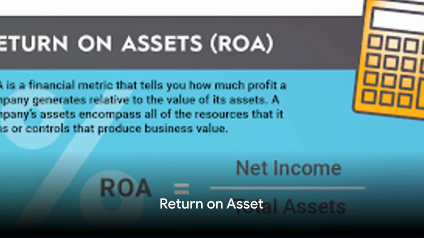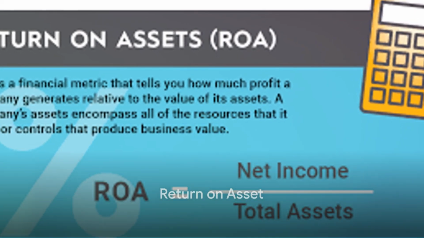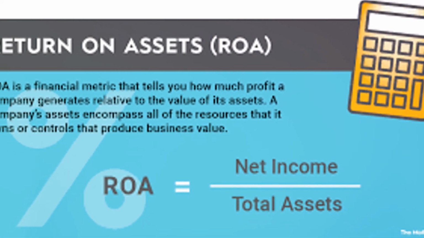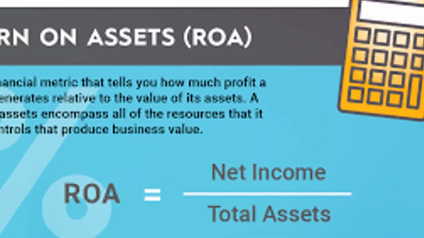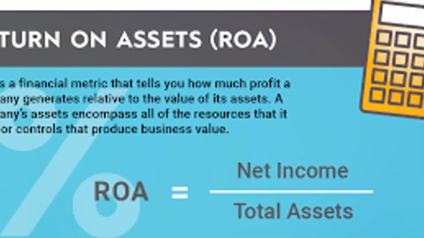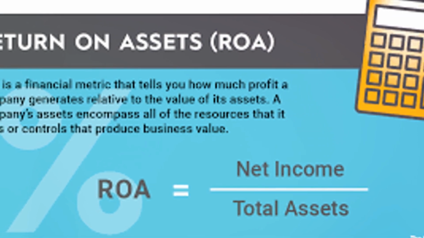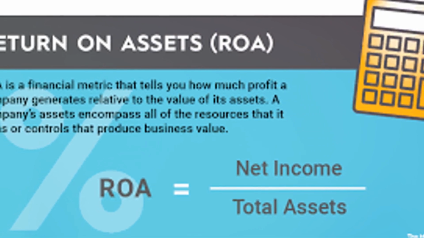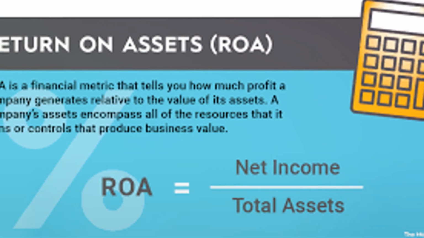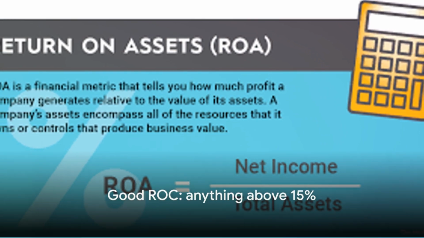Moving on to the second parameter, ROA or return on asset. This metric measures how efficiently a company generates profits from its capital. A higher ROC value generally indicates that a company is using its capital more efficiently to generate profits, making it an attractive investment. Anything above 15% is considered good.